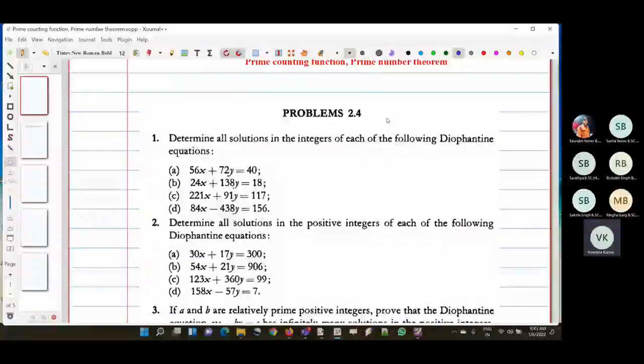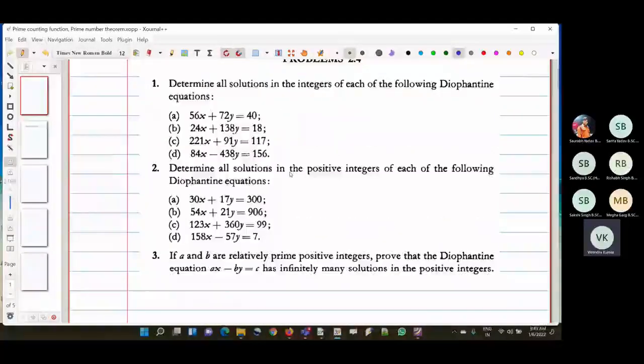So now let us take some questions based on Diophantine equations. Of course, the first question is: determine the solution in integers of each of the following Diophantine equations. This you can do easily, or you can even check whether a certain equation possesses a solution or not. That is determined by whether the greatest common divisor of A and B divides C, in the equation AX plus BY equals C.